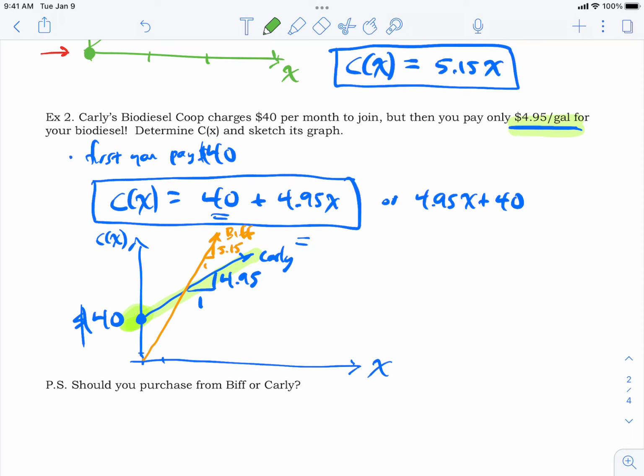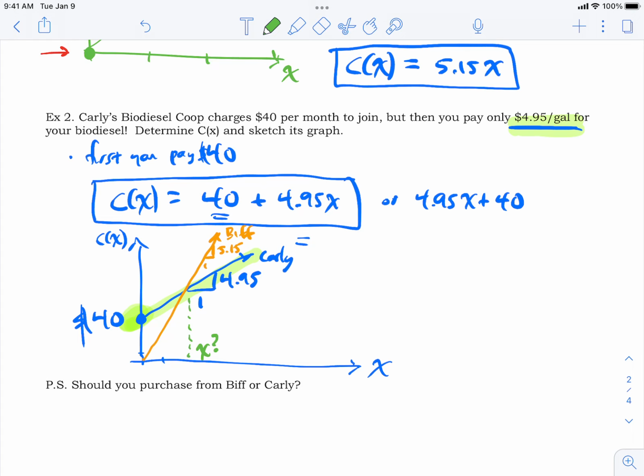Now let's change our colors again. So you'll notice that if you're not going to buy that much, you probably want to go with Biff because his line is lower. But if you're going to buy a lot, you probably want to go with Carly because her line is lower than Biff's out here. So it kind of depends how much you're going to buy, right? Now there's this magic number here, and I'm just going to call it x question mark. There's a certain number of gallons where if you buy less than that, then you should buy from Biff. But if you buy more than that, then you should buy from Carly. So how do we figure out what number of gallons that is? What's the magic number of gallons here?